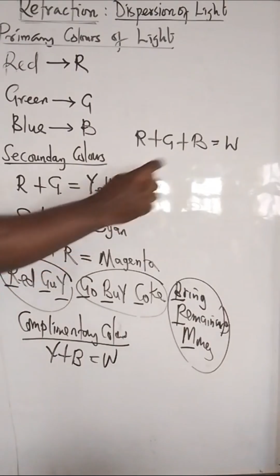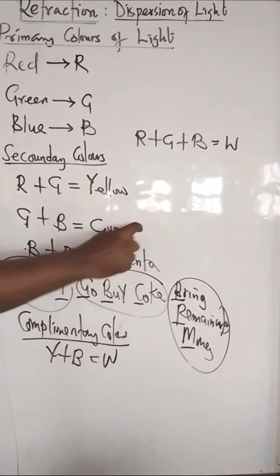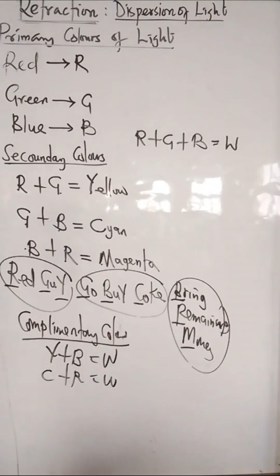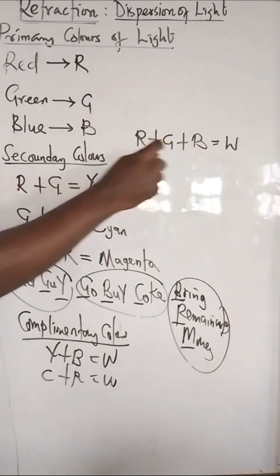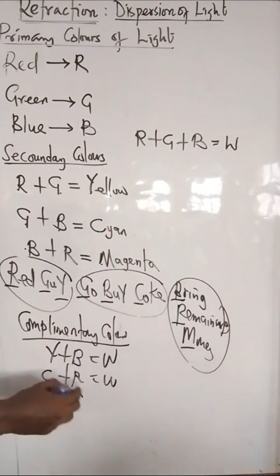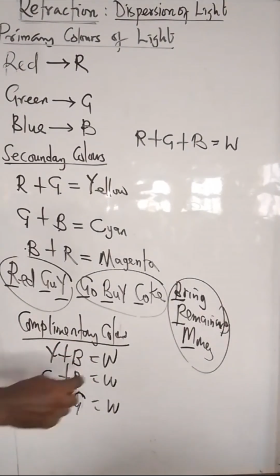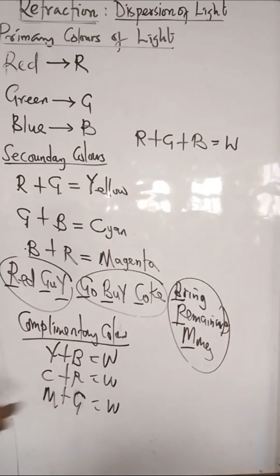Cyan has green and blue, and doesn't have red. If you add red to cyan, cyan plus red will also give us what? White. Magenta has blue and red in it, it has no green. If you add green to magenta, we also get white. So yellow and blue, cyan and red, magenta and green are called complementary colors. Every other color we have apart from these is called tertiary.